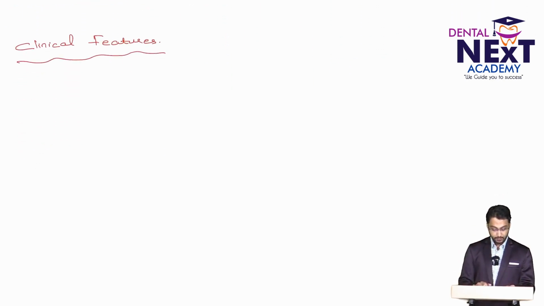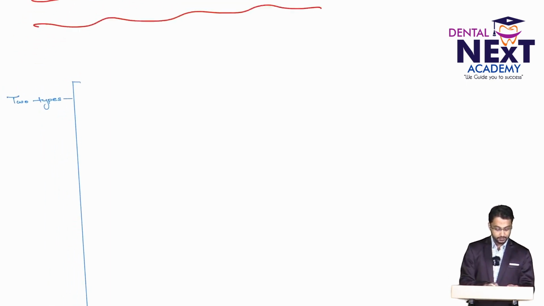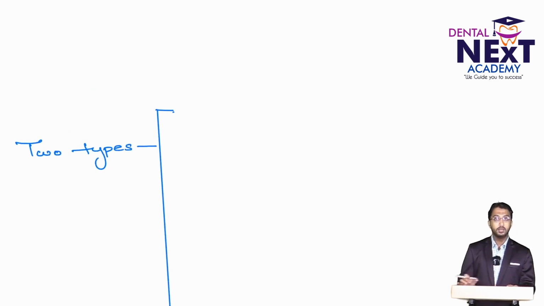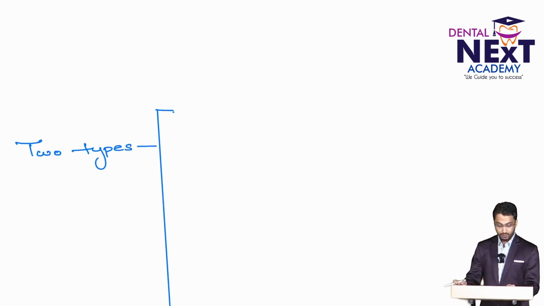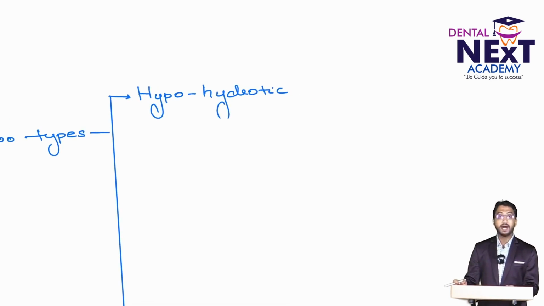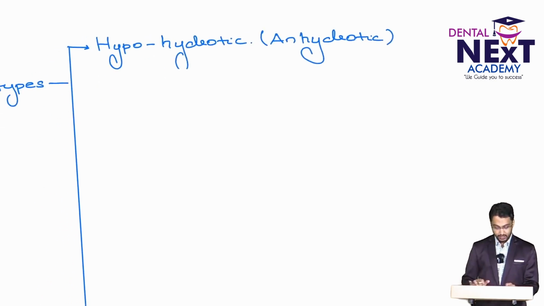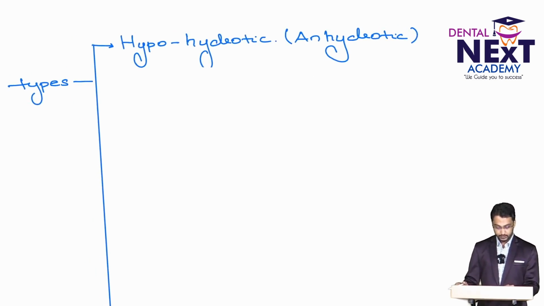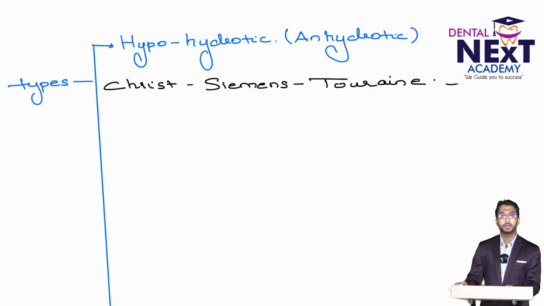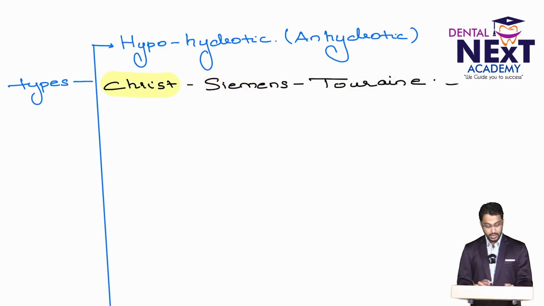Now the clinical features. What you have to note here is there are two types of ectodermal dysplasia, very important. The first one is hypohidrotic, that means decreased sweating. That's the most important feature, where sweat glands are affected. Or anhidrotic, which again means there is no sweating. Now it's got a different name which you have to know: the Christ-Siemens-Touraine syndrome. Very important. That's the hypohidrotic.